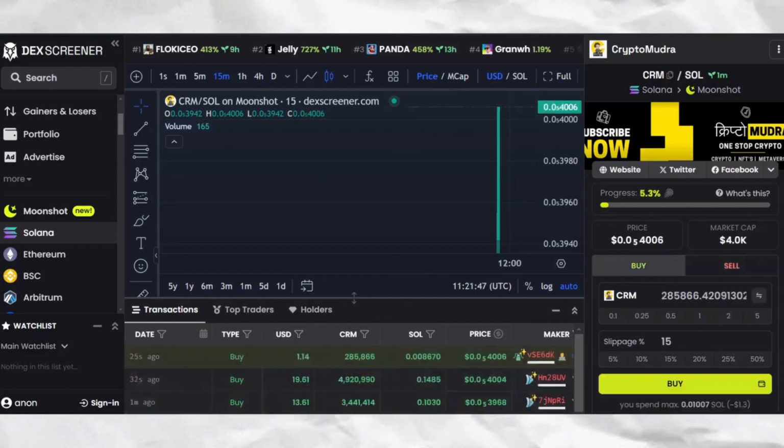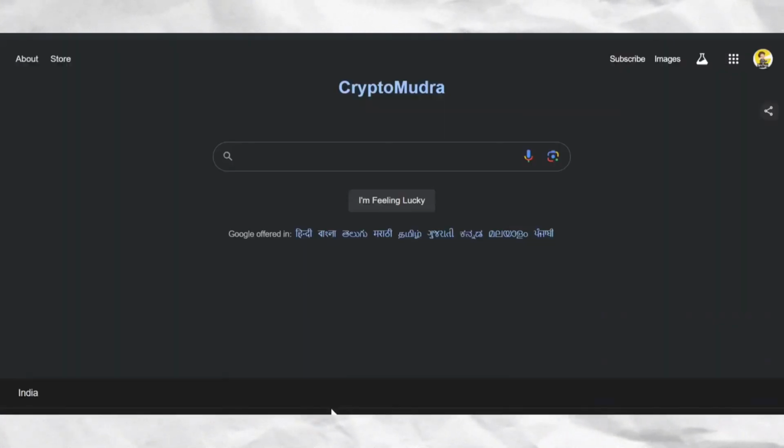$130, 1320, 1.5, and its market cap hit $4,000.